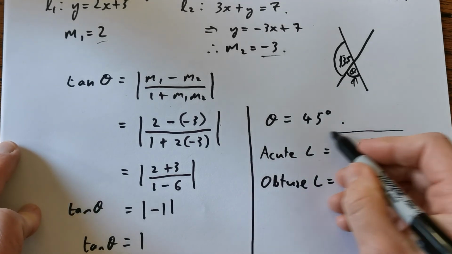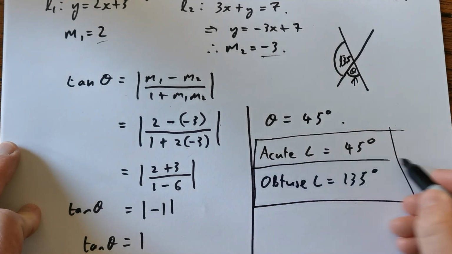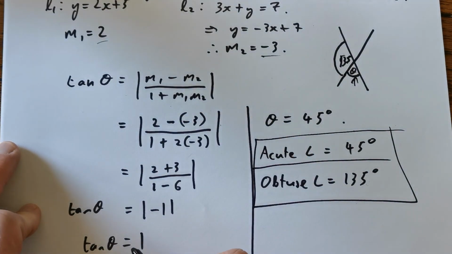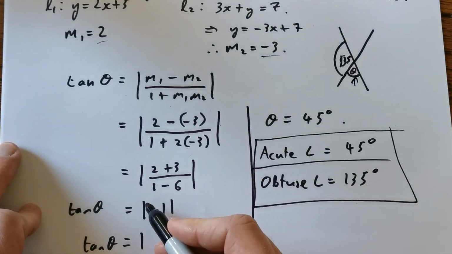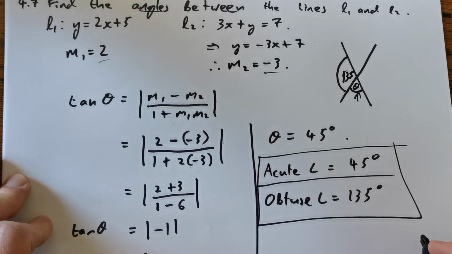So I can find the acute angle, I can find the obtuse angle. If I'm finding the acute angle, I use my formula. If I'm finding the obtuse angle, I use my formula to find the acute angle and then just subtract the result from 180 degrees. Okay? And that's how we find the angles between two lines.